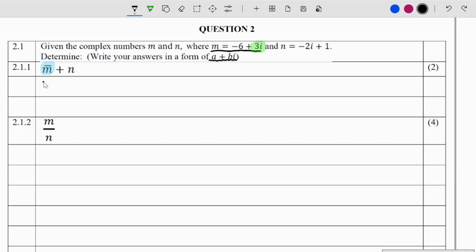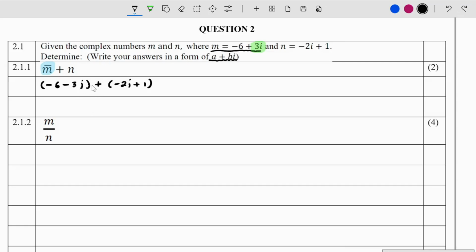So for m, let me put it inside the bracket here. It is going to be negative 6, and when you change the sign, negative 3i, plus n, which is given as, open bracket, negative 2i plus 1. Why am I using the bracket? So that I do not make any mistakes regarding the signs.